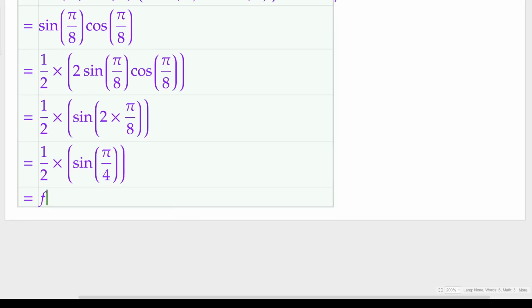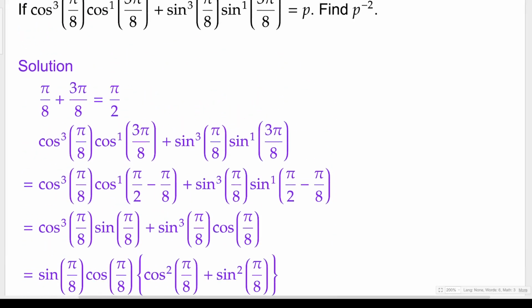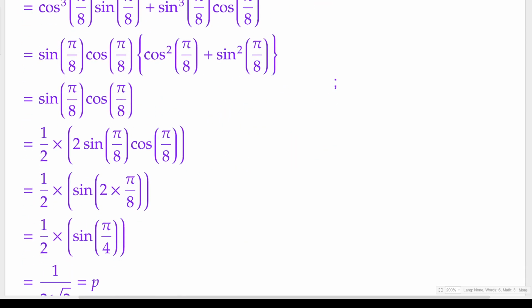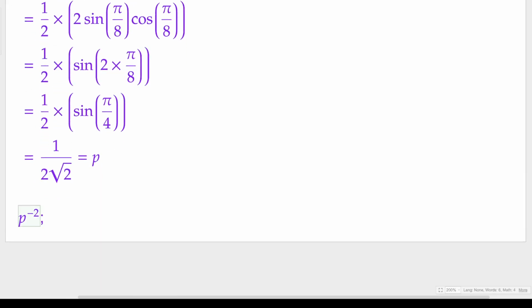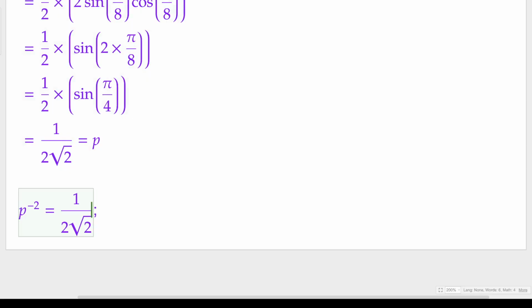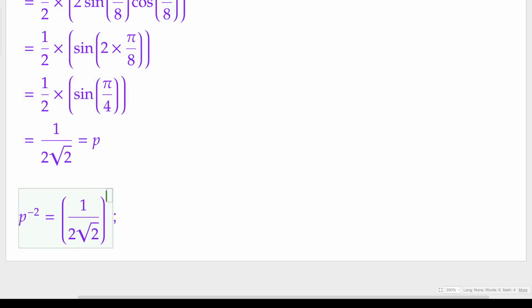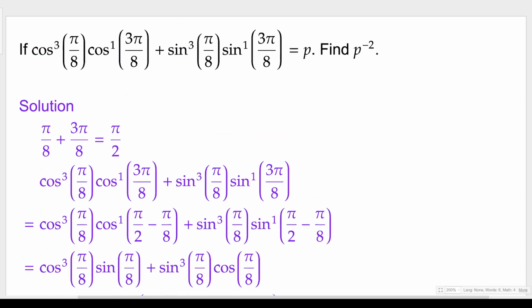Now this can be written as 1 over 2 times square root of 2, and this is the value of p. But we need to compute p to the power negative 2. So on substituting this value and taking the power as negative 2, and resolving this, we get 2 squared is 4, 4 times 2 is 8. Therefore 8 is the answer for this particular problem statement.